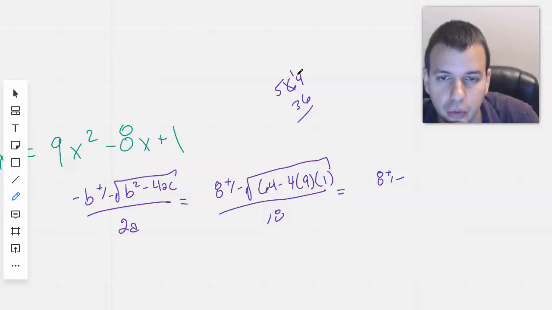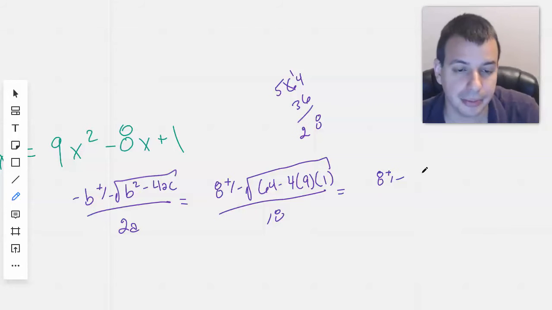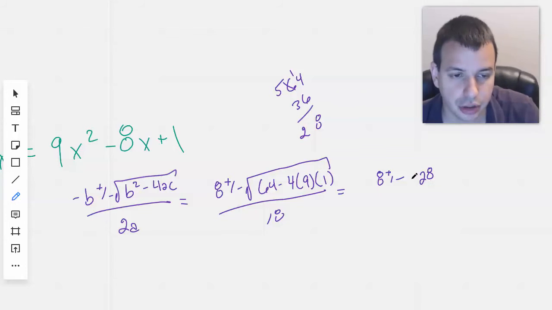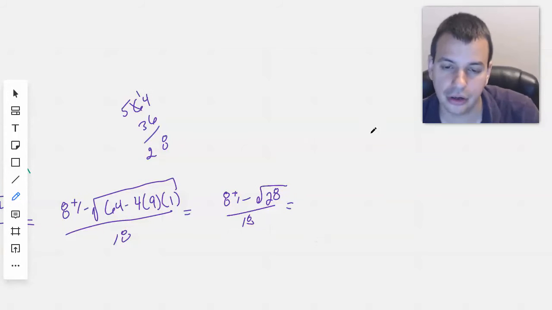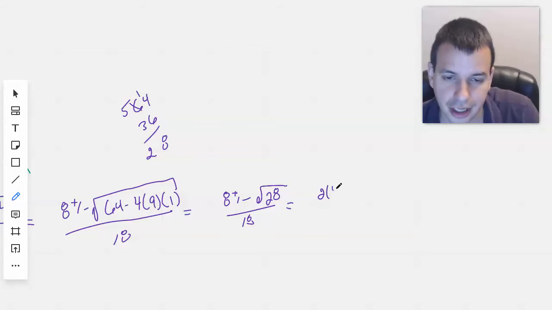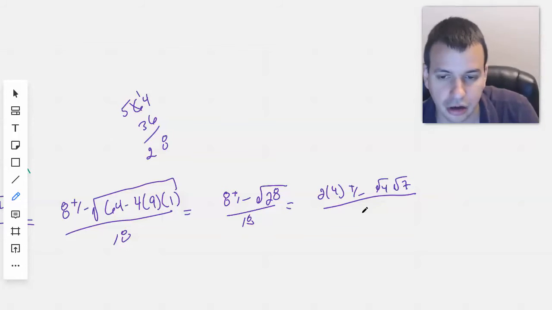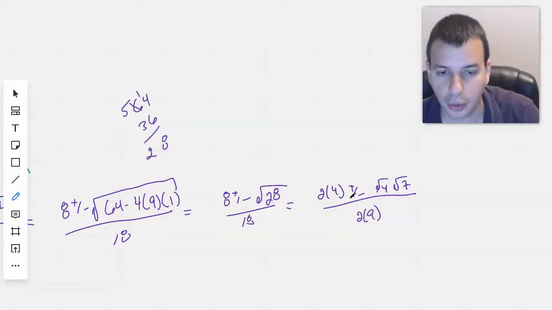5, carry the 1, 14, is that an 8? 14 minus 6, yeah, I think that's 8. 28 plus or minus the square root of 28 all over 18. We'll factor out a 4. So we'll have 2 times 4 plus or minus square root of 4 times the square root of 7 all over 2 times 9. Do the canceling.